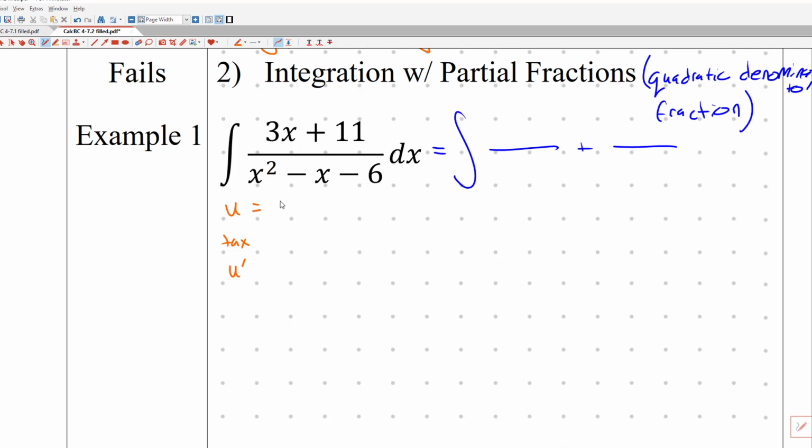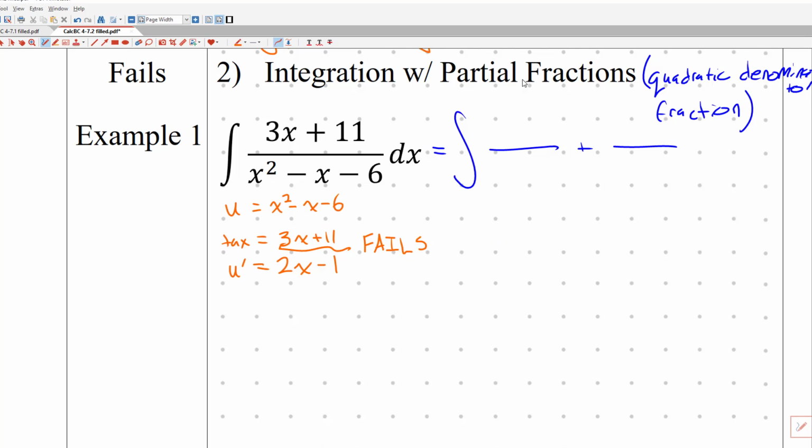So Taxman needs a u. My u is going to be the bottom, x squared minus x minus 6, the most complex thing. That means u prime is 3x plus 11? No: take the derivative of this bottom to get u prime, and that's going to be 2x minus 1. And clearly, when I make that a fraction, Taxman fails. I can't pay Taxman a variable rate. So I'll just go ahead and say, right here, this fails.